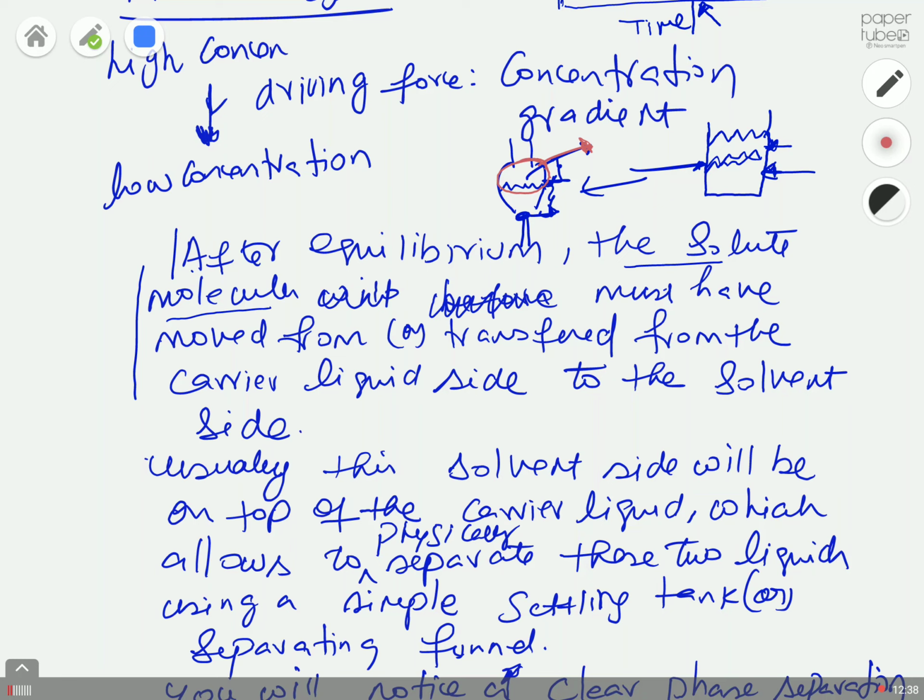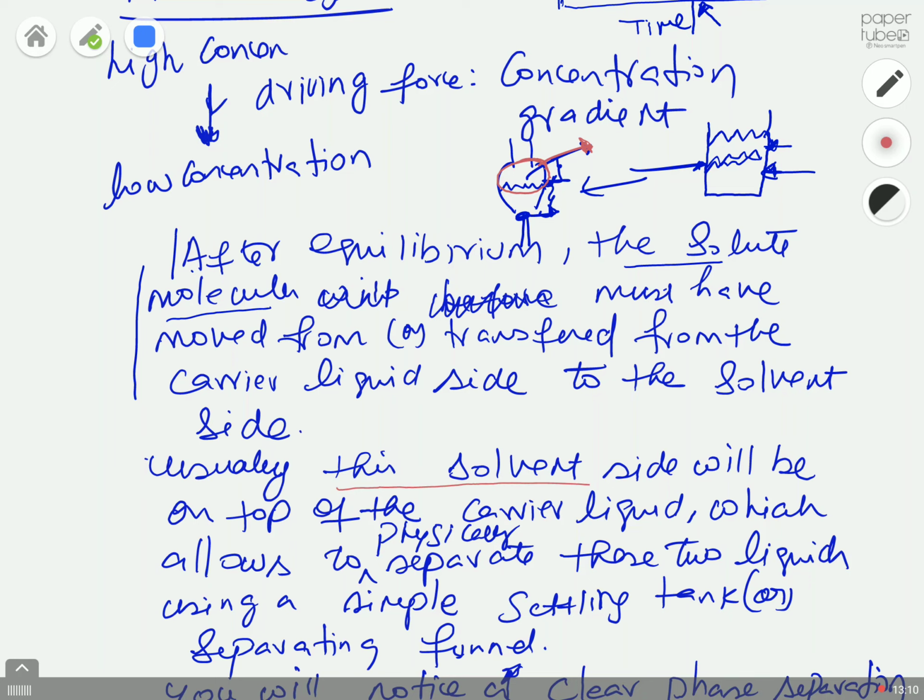So you have two liquids and we have three different names. The first liquid we call the feed, and it has two components inside. One is your solute, the product of your interest, which is carried or dissolved in the carrier liquid, and we are going to add a solvent. We move that solute from the carrier liquid to the solvent using a physical process which we call a mass transfer process. That's the whole thing.